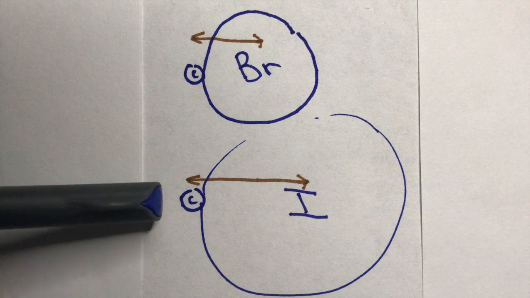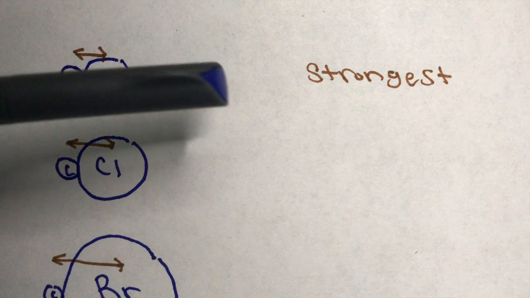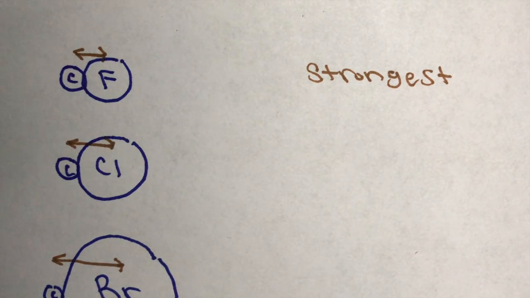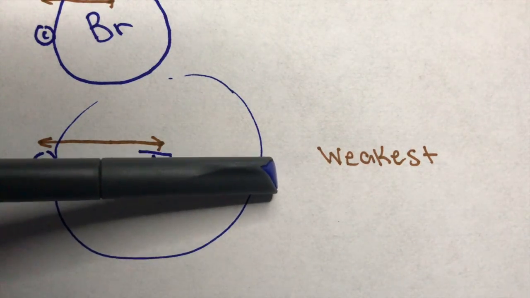So longer but weaker. If you look at the bond between carbon and fluorine, it's very short, but it's also the strongest bond of these halogen carbon bonds. Carbon and iodine, on the other hand, is the weakest because it is the longest.